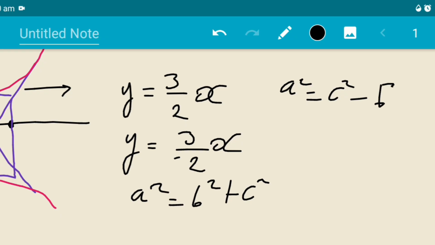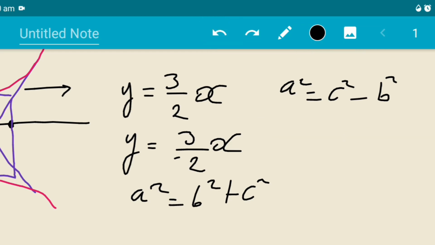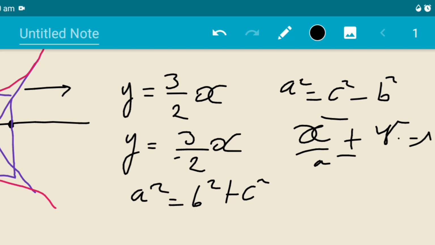So let's just punch in everything. This is the equation to use. Remember, this is for a hyperbola. The equation a squared is equal to b squared plus c squared is for an ellipse. Then the equation for an ellipse has x squared over a squared plus y squared over b squared, equal to 1. This is for an ellipse, but for a hyperbola we say it has a negative.